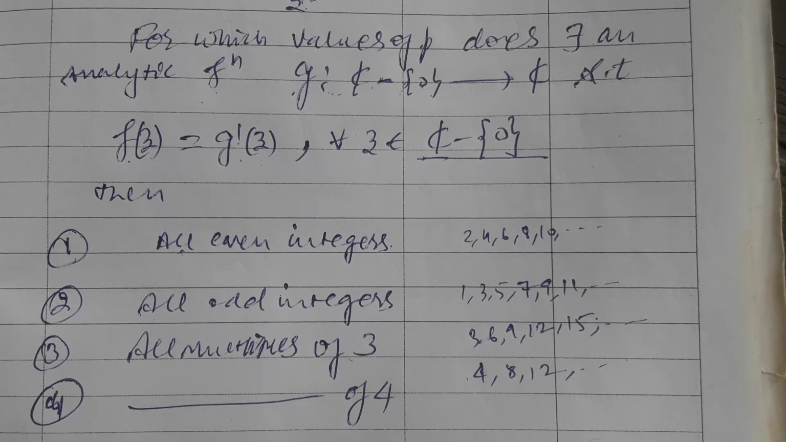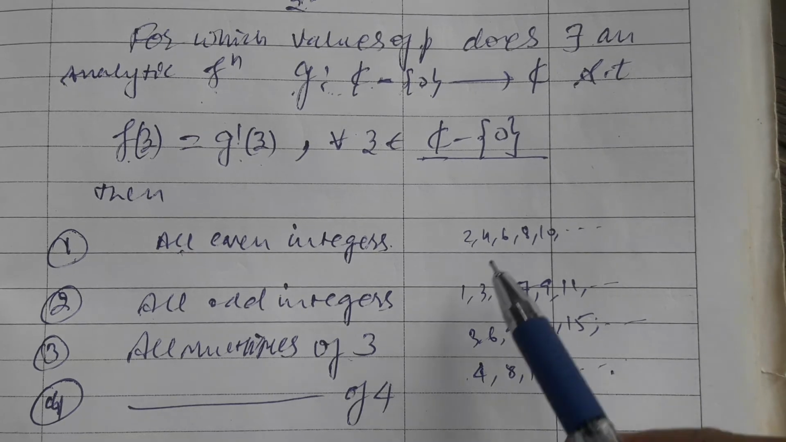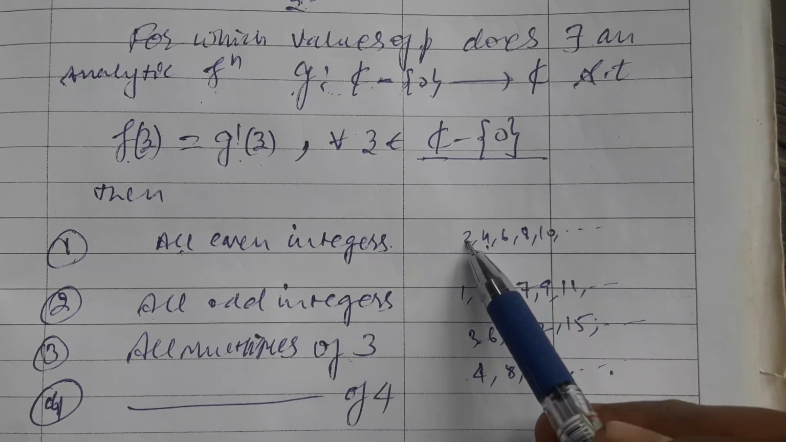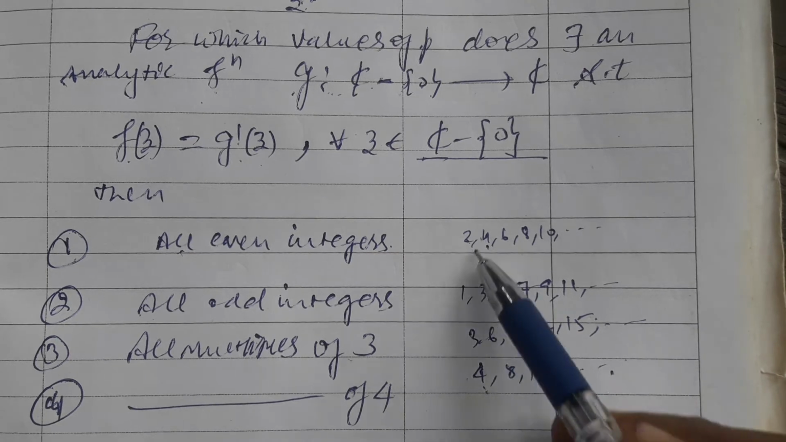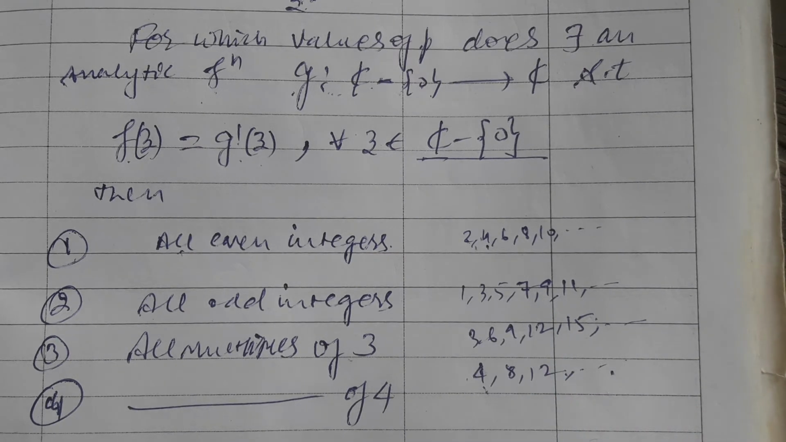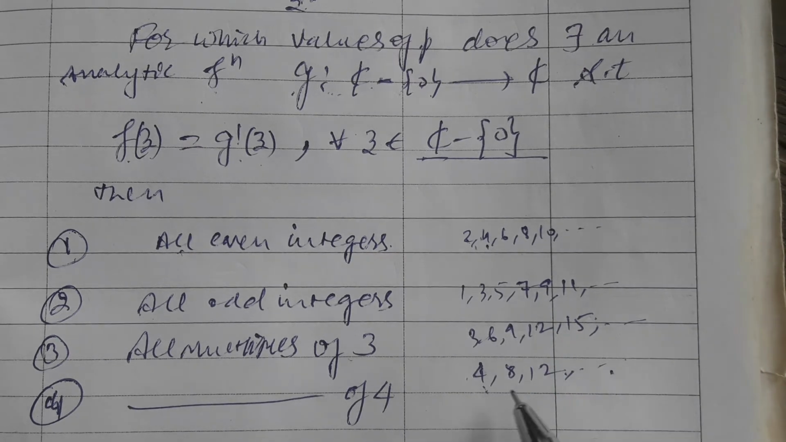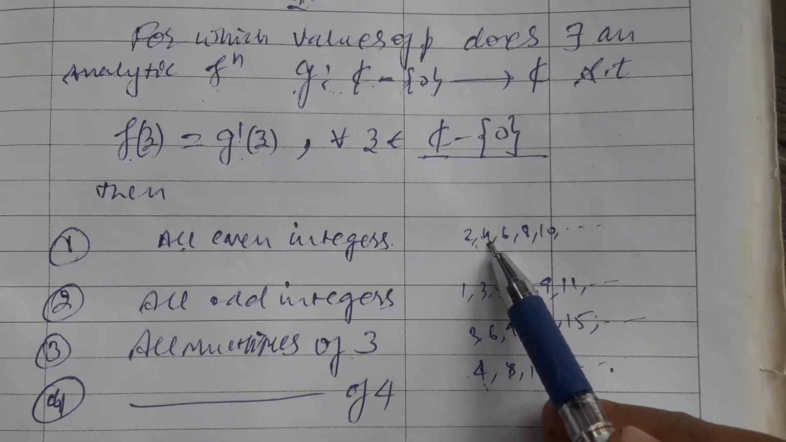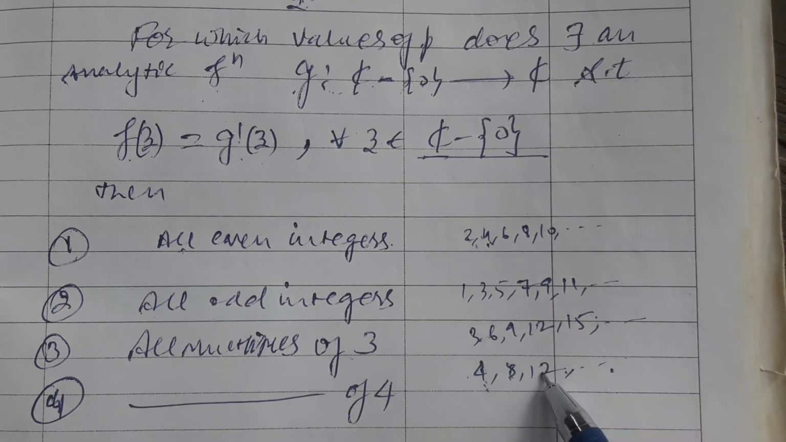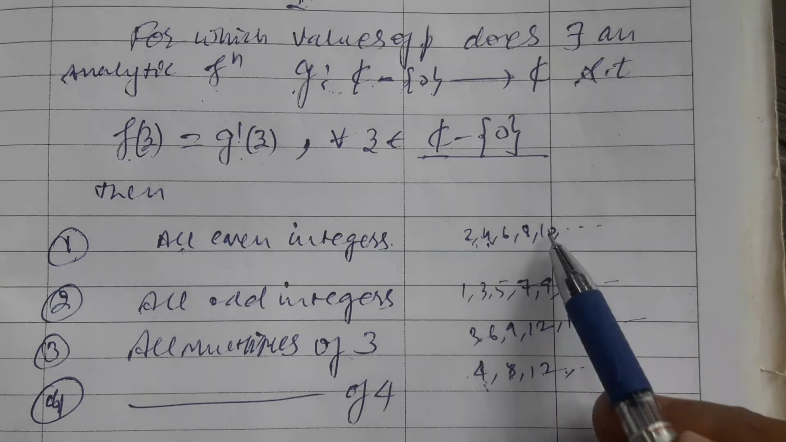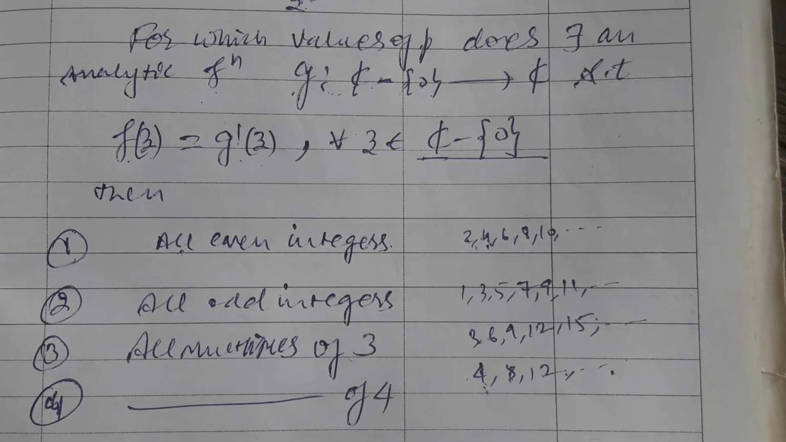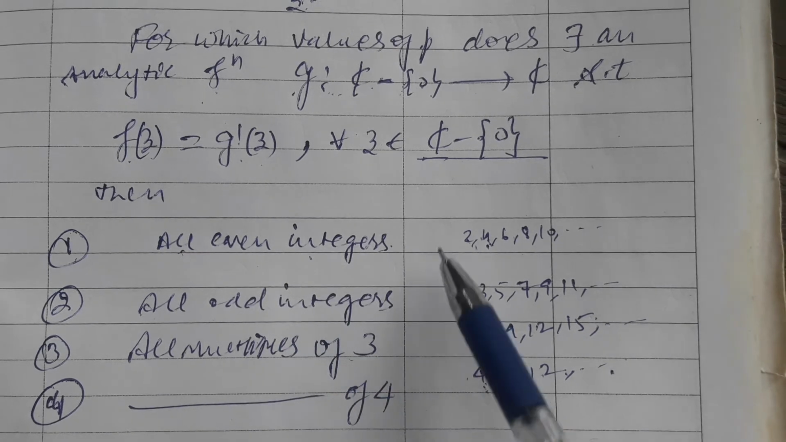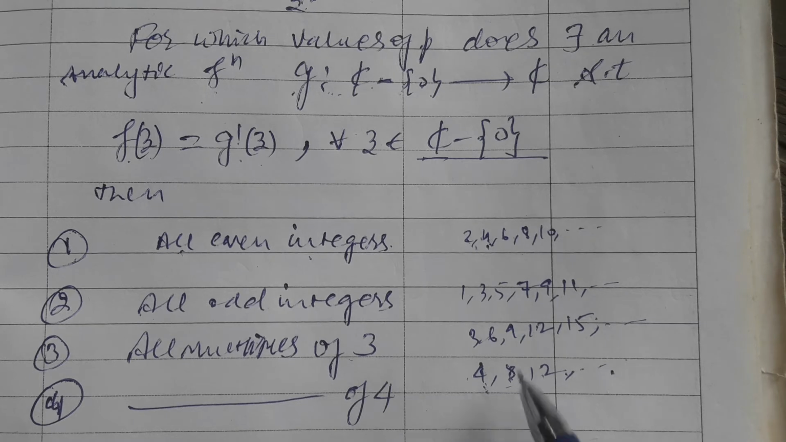Means if I do work for this, that will also be done for this. These two options are almost related, meaning this is a subset of this. 4, 8, 12 are always contained by this. So if I do work for even integers, that will also be considered for this as well.